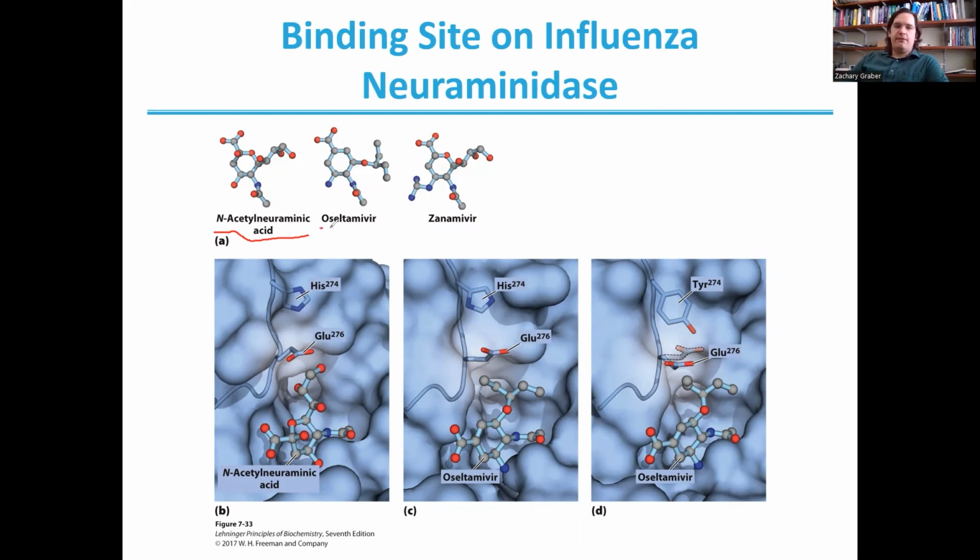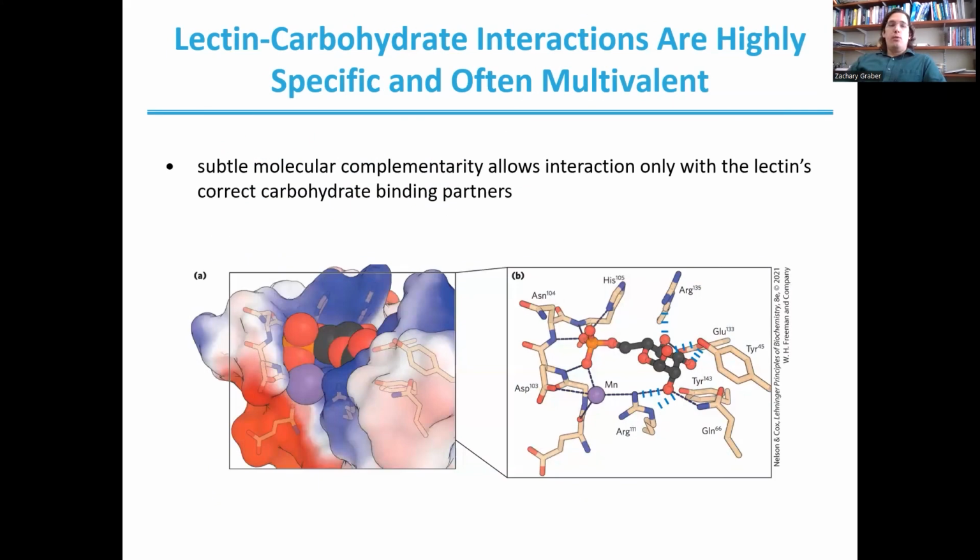These two antiviral agents look similar to that N-acetylneuraminic acid, so they can bind in the same binding site and prevent this sort of invasion of the virus by essentially blocking the binding to the normal carbohydrates of our cells. One of the things that makes lectin-carbohydrate interactions so important in our biochemical systems is that they tend to be highly specific and strong interactions.